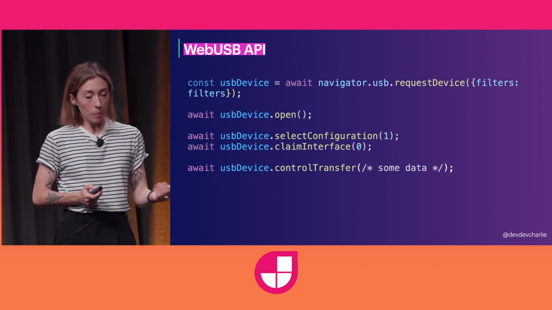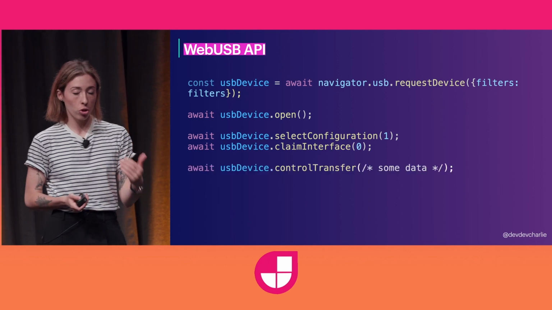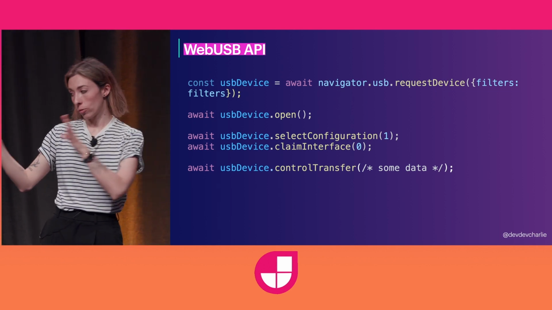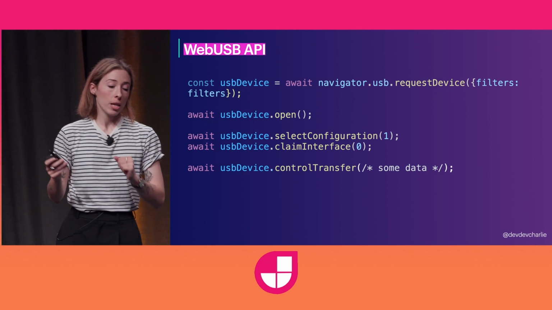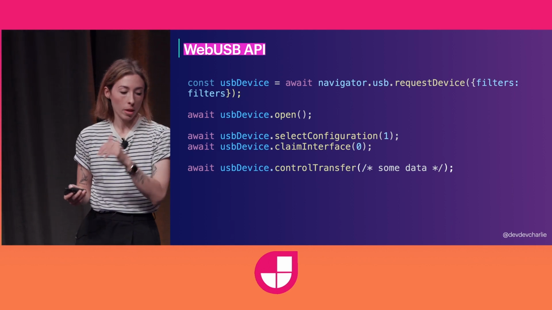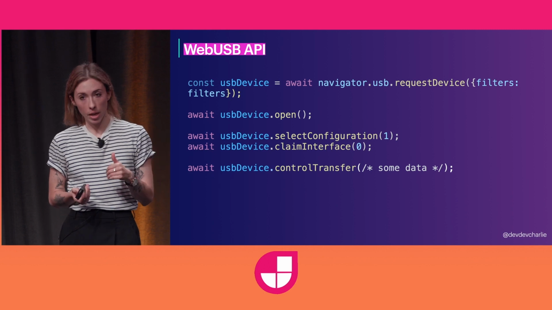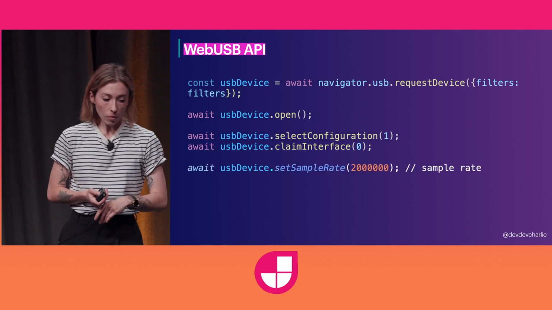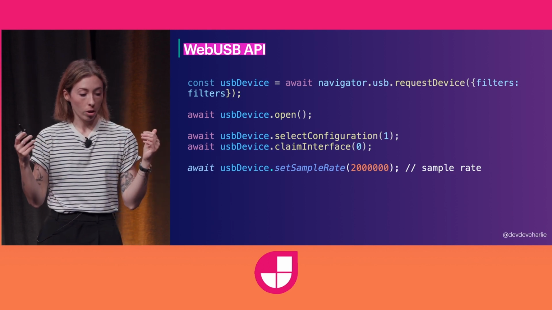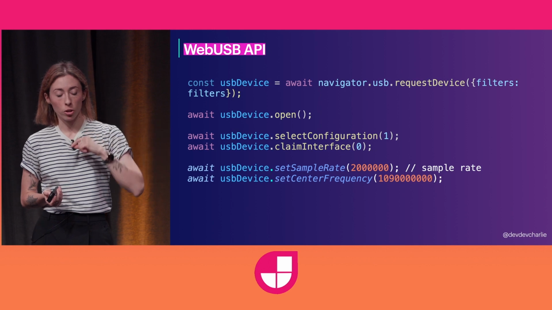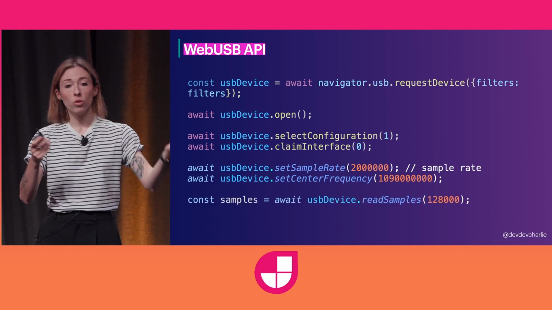And then, if you start doing it from scratch, you would usually call the method controlTransfer. That is going to, for the case of an RTL-SDR, start telling the device, OK, tune to that frequency and read these samples, and things like that. But as I'm using RTLSDR.js, it abstracted these methods. So what I used instead is set sample rate of 2 million samples, and then set center frequency, which is our 1090 megahertz value. And here, then, you can read samples.